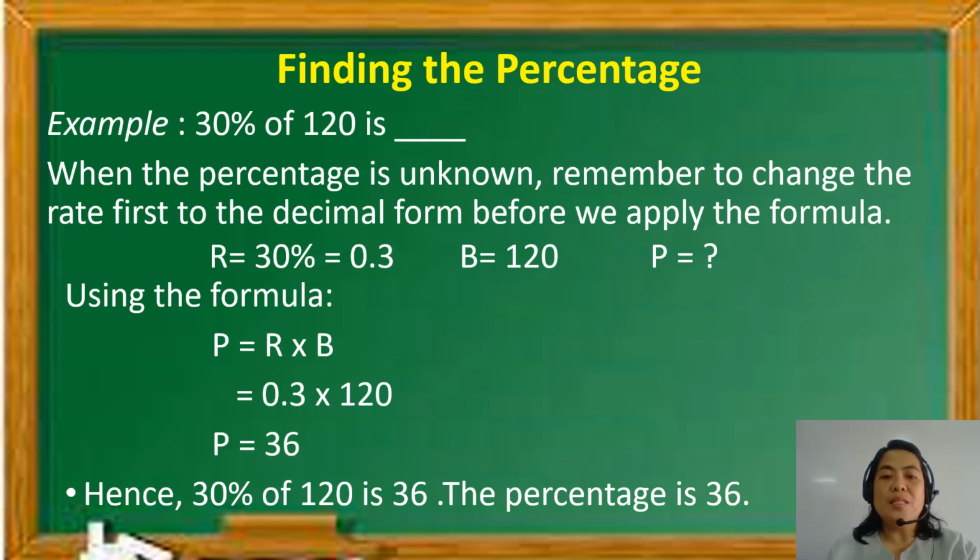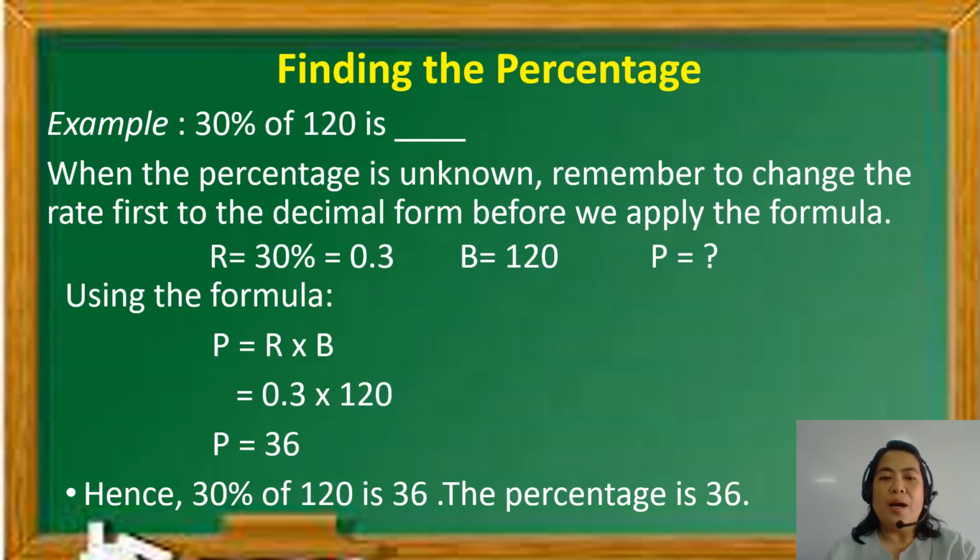When the percentage is unknown, remember to change the rate first to decimal form before we apply the formula. Remember, to change the rate to decimal form, we move 2 places to the left, then put the decimal point. So from our example, our rate is equal to 30%. Changed to decimal form, it becomes 0.30.